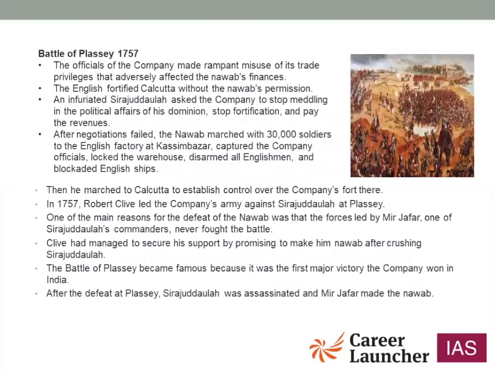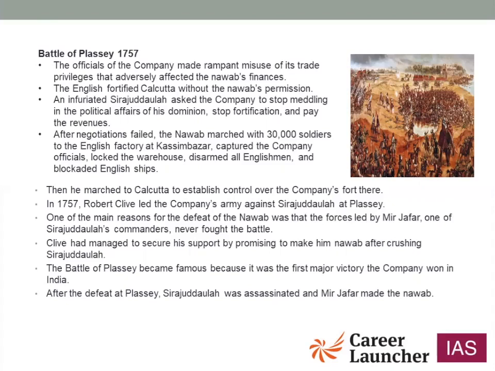The Battle of Plassey was fought between the English East India Company and the Nawab of Bengal in 1757. Officials of the company made rampant misuse of trade privileges, which adversely affected the Nawab's finances. The English fortified Calcutta without the Nawab's permission. Because of this, Sirajud-Dowla asked the company to stop meddling in the political affairs of the dominion, stop fortifying Calcutta and pay the revenue.